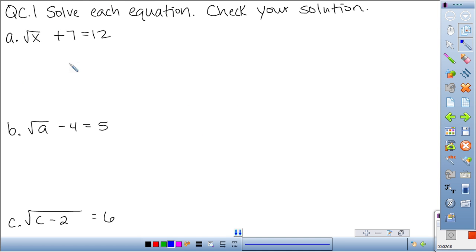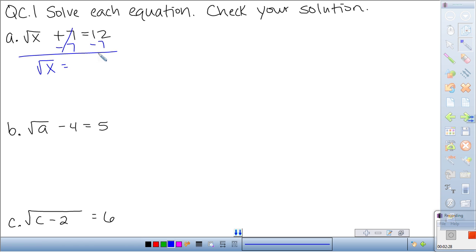Okay, well, let's look at some of these quick checks. So again, we're solving and then we're checking. So I have the square root of x plus 7 equals 12. So again, I need to always get the radical by itself before I do any squaring. So to get the square root of x by itself, I just need to subtract 7 from both sides. The square root of x equals 12 minus 7 is 5. And then to get rid of this radical, all we have to do is square both sides. Remember, square rooting and squaring, they're opposites of each other, so they undo each other. So x equals 25.